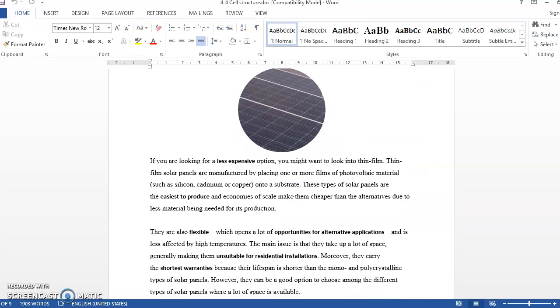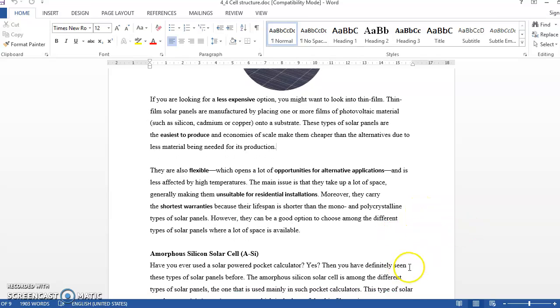These types of solar panels are the easiest to produce and economical at scale, making them cheaper than the alternative due to less material being needed for production. This is a very important 2 mark question I have seen several times in the university questions. They are also flexible, which opens a lot of opportunities for alternative application, and they are less affected by high temperature.